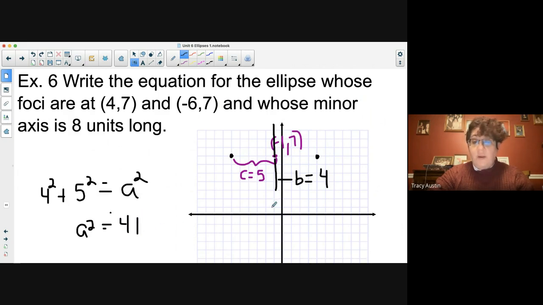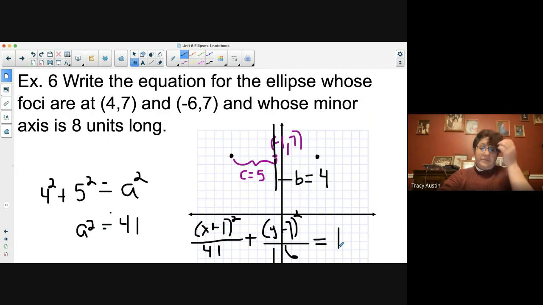Let's go ahead and write the equation. It's horizontal, so (x plus 1) squared over 41, because that's our a squared and it is horizontal, plus (y minus 7) squared over, whatever b squared is, 16, equals 1. And then we're done.